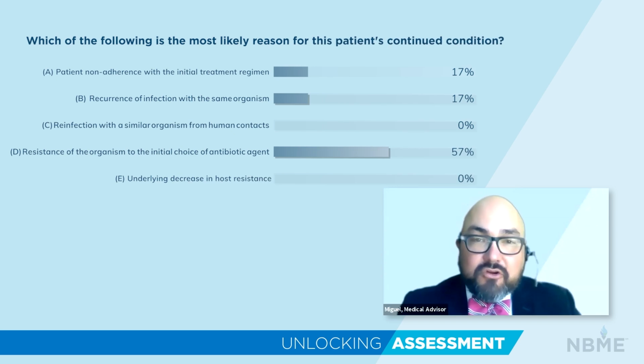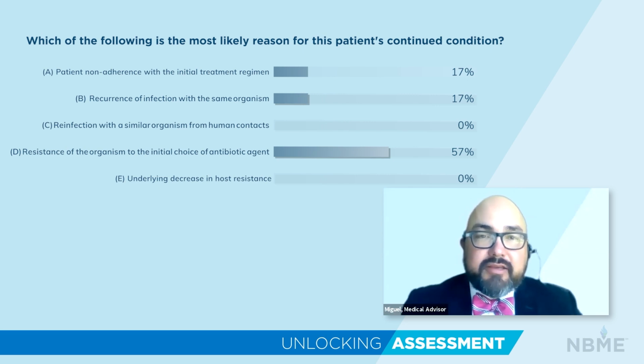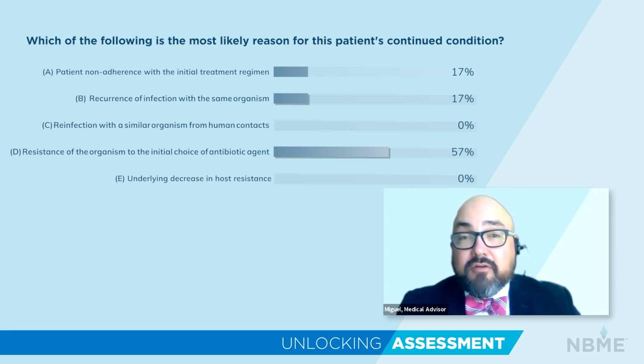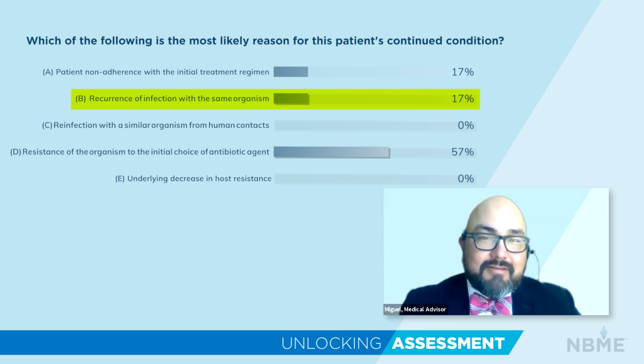Great, thank you for the comments. First, we're going to see what your responses were. And looks like most people went for D, resistance of the organism to the initial choice of antibiotics. And a few people went for A and B, so non-adherence with the regimen as well as recurrence of infection with the same organism. Let's see what the correct answer is. So recurrence, B, was the correct answer.